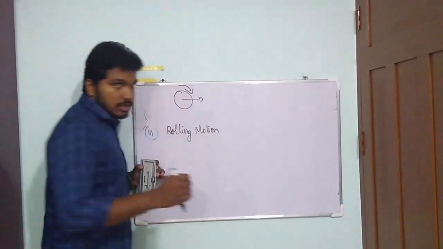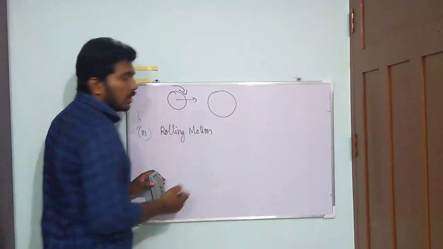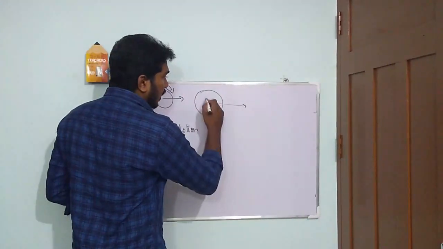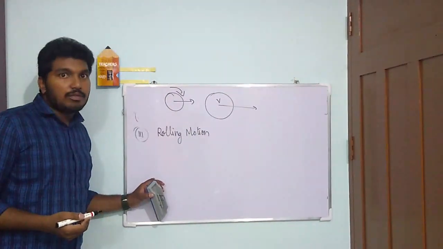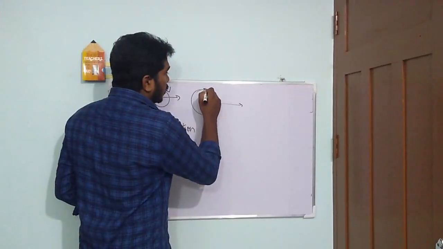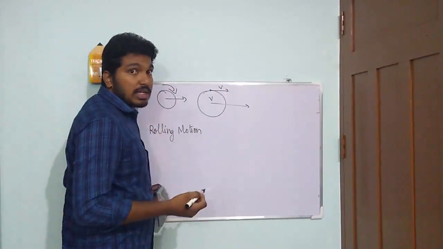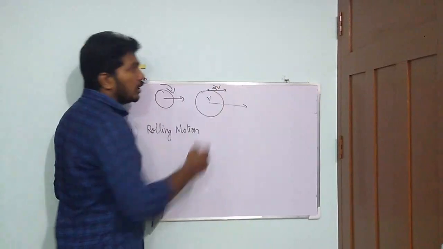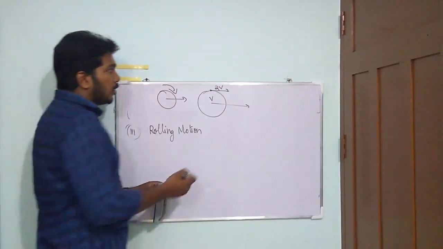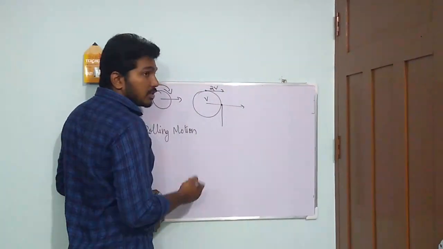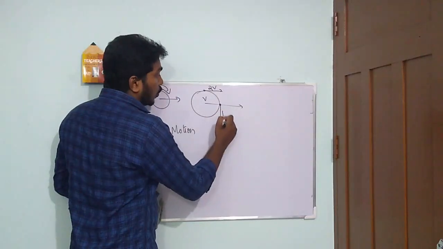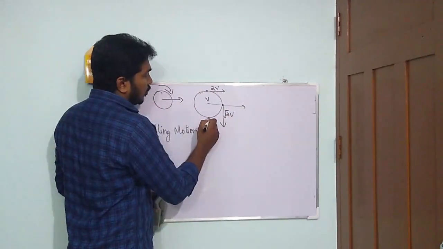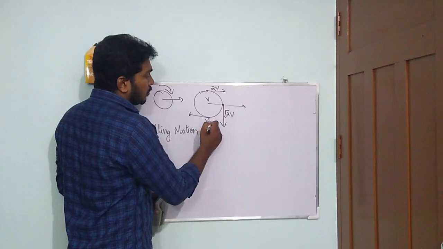So what happens here is, when we take an object, this is moving forward, right? The center of mass has a velocity v forward. Now at this point there is a velocity v. So what is the net velocity? v and v will be 2v. Now here at this point, what will be the velocity? It will be root 2 v, and for this point it will be equal to 0.